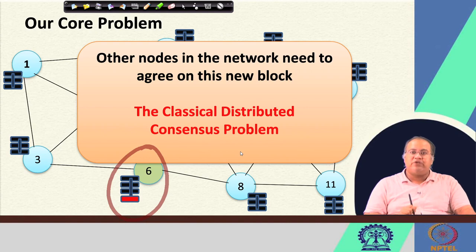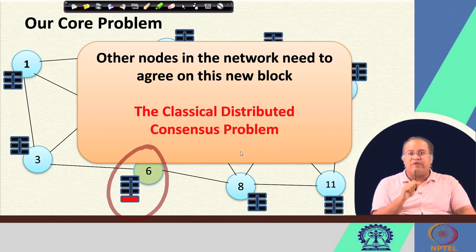So, I need to ensure that all other nodes, or all other peers in the network, agree on that particular block. Well, now just one thing: who are these peers? These peers are nothing but the different organizations who are participating in the blockchain network.